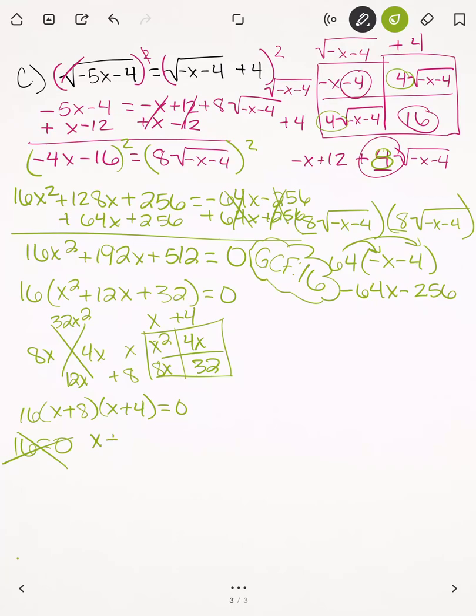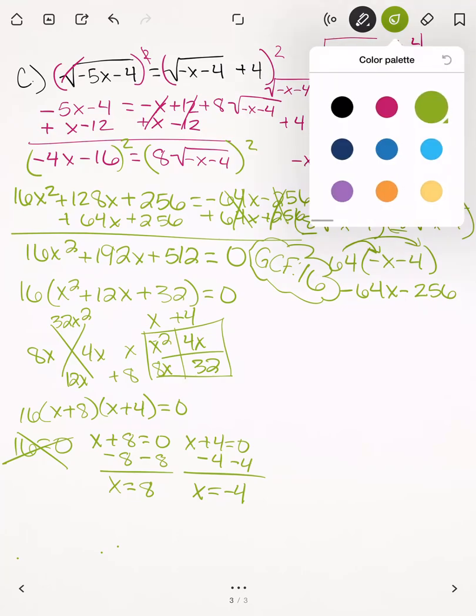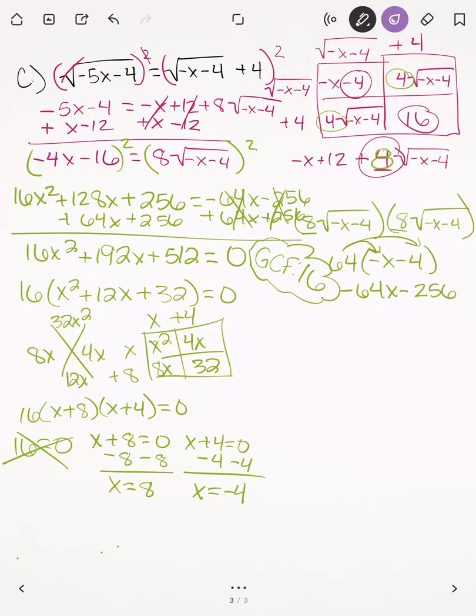Okay, we get x plus 8 equals 0 and x plus 4 equals 0. We subtract 8 from both sides, and we get x equals a negative 8. We subtract 4 from both sides, and we get x equals a negative 4. But wait, there is more. Why? Because we have to check for extraneous solutions. It would suck to do all this work and not get the correct answer.